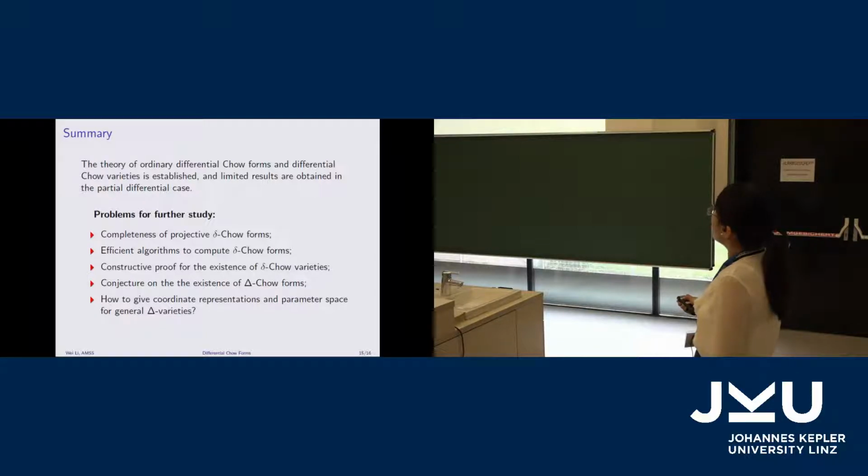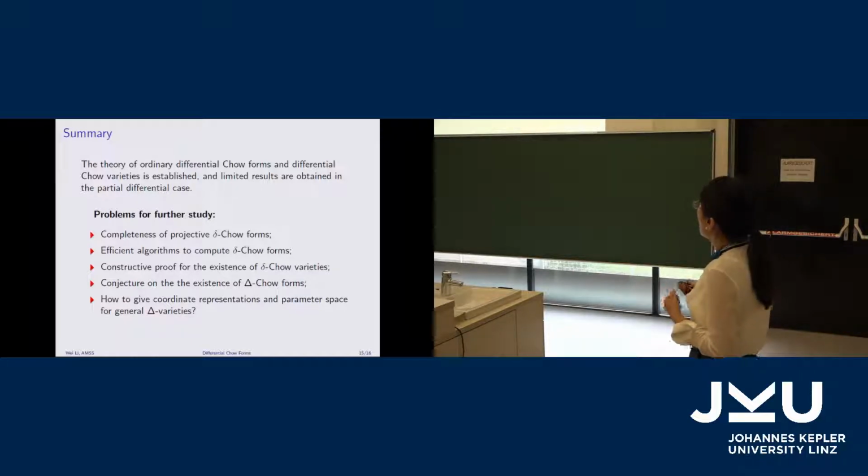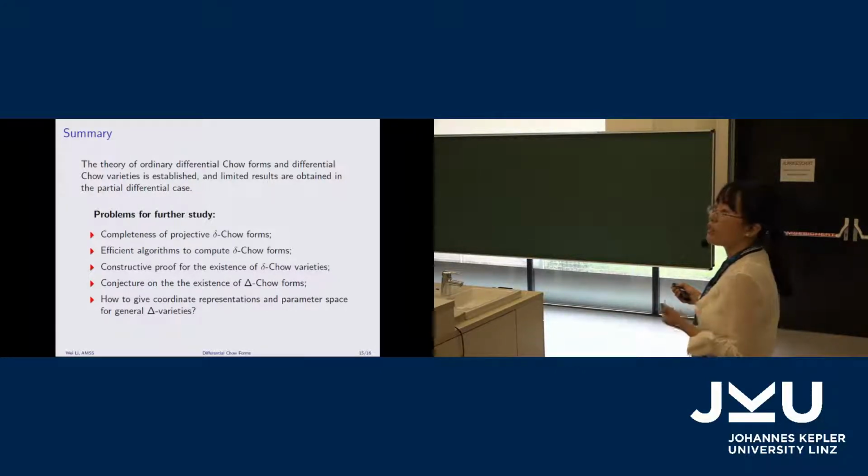And although we have proved the existence of differential Chow varieties with a model theoretical proof, we are still interested in finding a constructive proof for it, because only if we can construct the differential Chow varieties could we study the structure of differential Chow varieties. And for the partial differential case, we want to prove the condition we give for the existence of differential Chow forms is actually a necessary and sufficient condition.